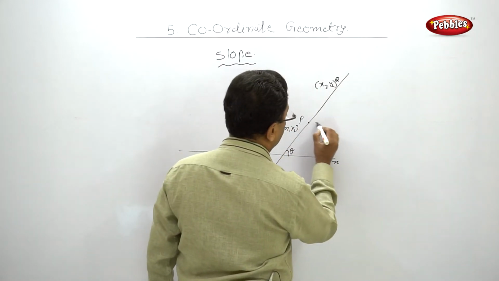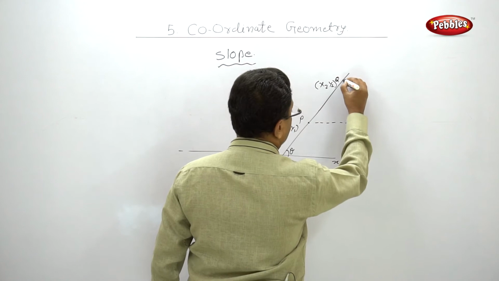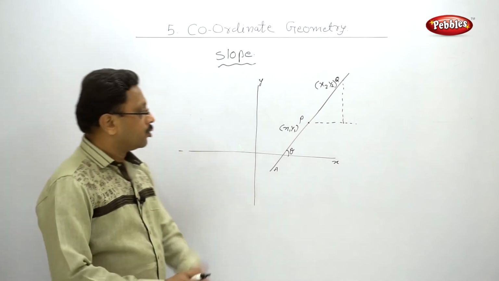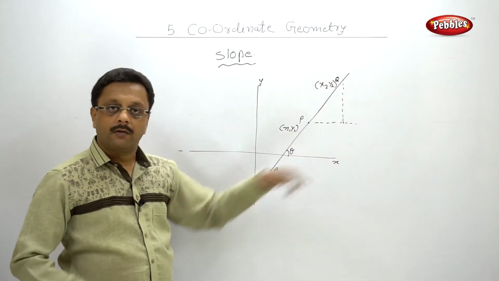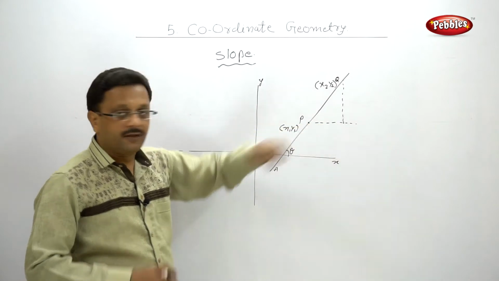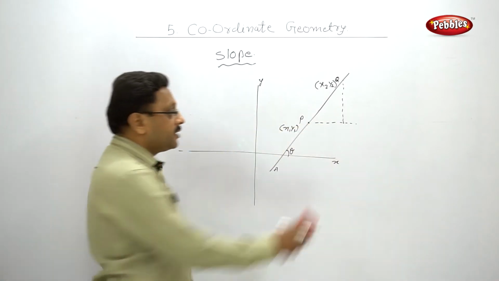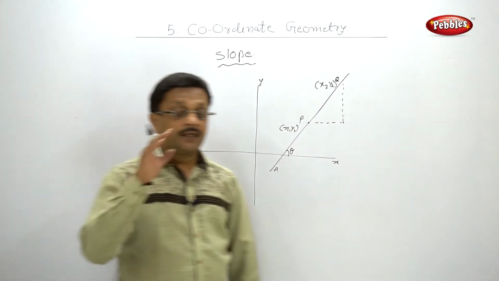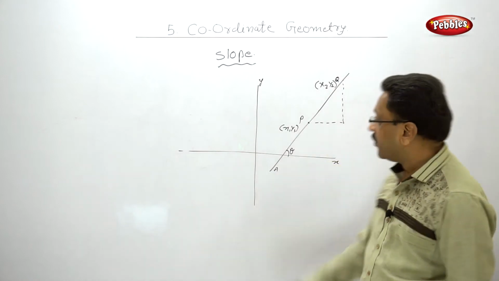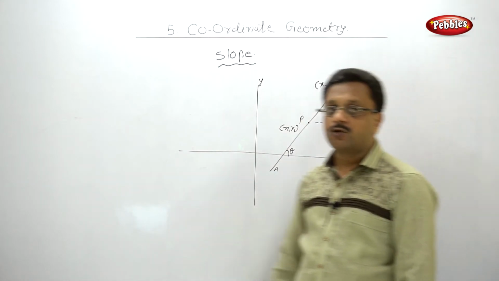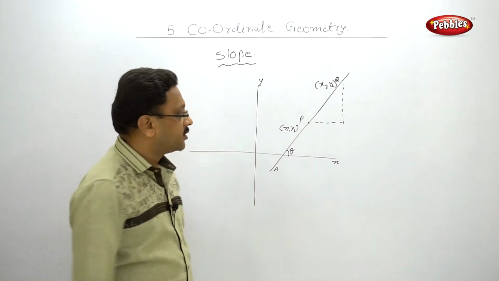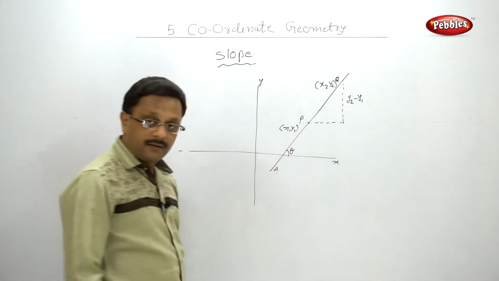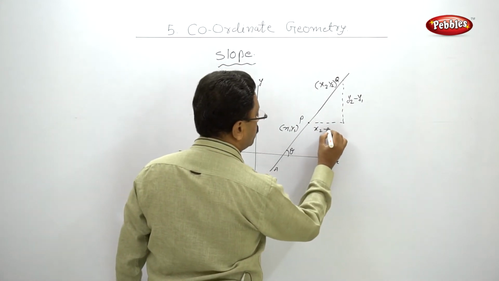So I will draw, and for this Q, okay. So now what is the height and what is the length? Let us find out that. Let us calculate that. We have already seen how to find out the distance between 2 points. When one point is x1, y1, another point is x2, y2. What is the horizontal distance? This distance is nothing but y2 minus y1, and this distance is nothing but x2 minus x1.